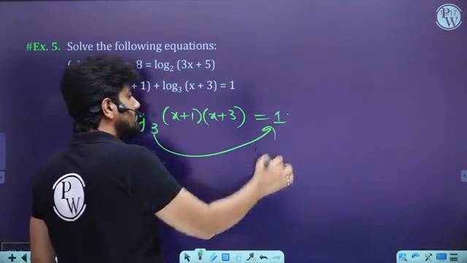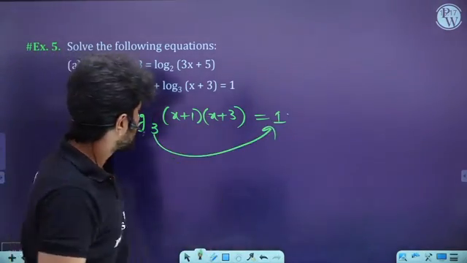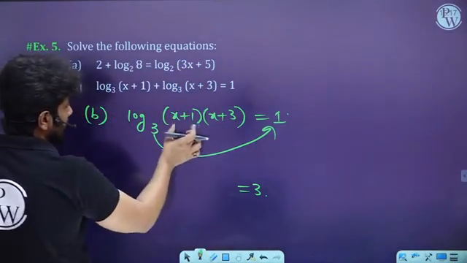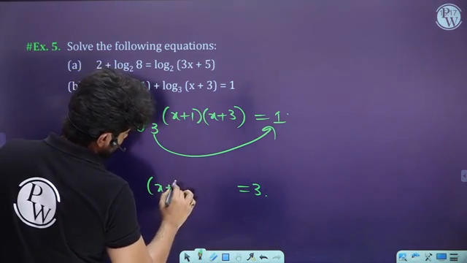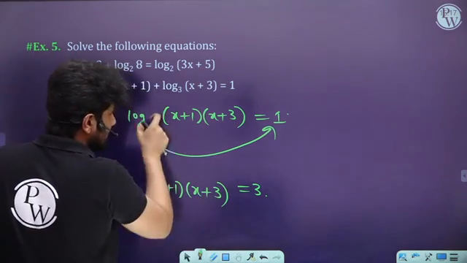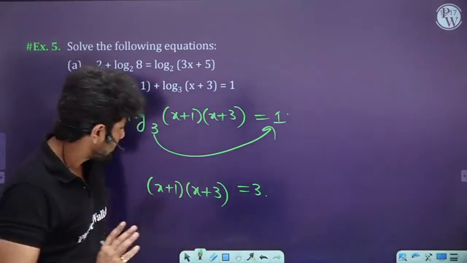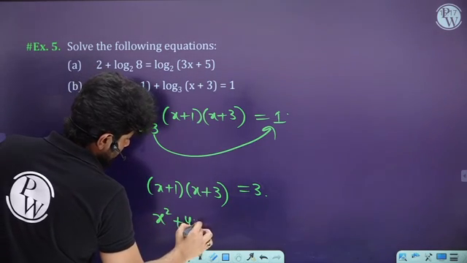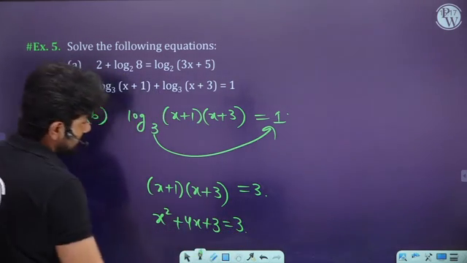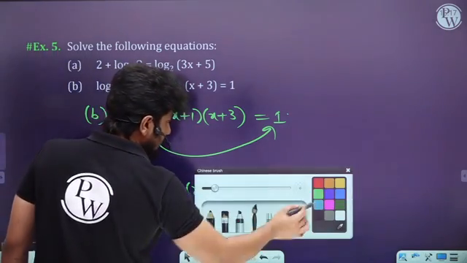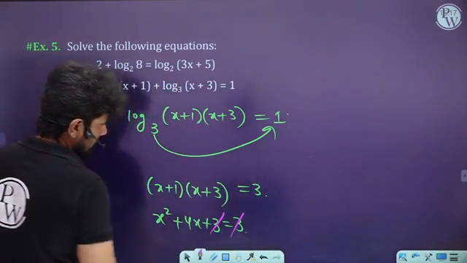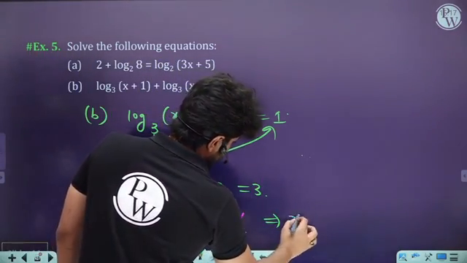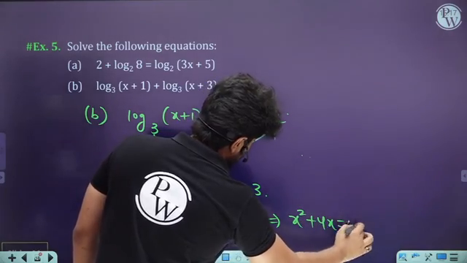So if you send this 3 to the right hand side, we get 3 raised to the power 1, that is 3 on the right hand side. On the left hand side we have x plus 1 into x plus 3. So x plus 1 multiplied by x plus 3 is equal to 3 raised to the power 1. What is the value of x plus 1 into x plus 3? That will be x square plus 4x plus 3 is equal to 3. Okay. Now 3 will get cancelled out on both sides. So we have x square plus 4x is equal to 0.